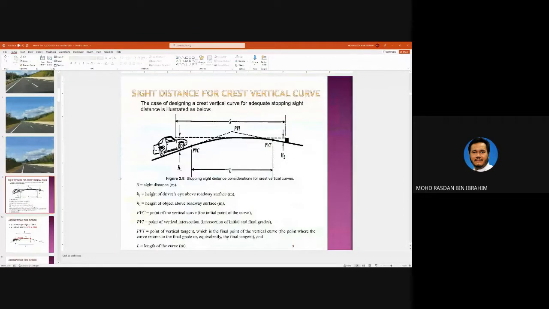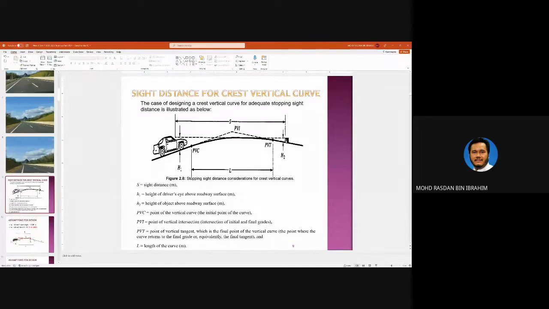So sight distance for vertical curves has several elements lah. First is the S, the distance between you and the object at the first instance that you see it. This will depend on the height of the object and the height of your eyes. We have a standard value for the eye height. H1 here is 1.08 meters, and H2 is 0.15, 15 centimeters. So this is the height of your eyes, and this is the height of the object.